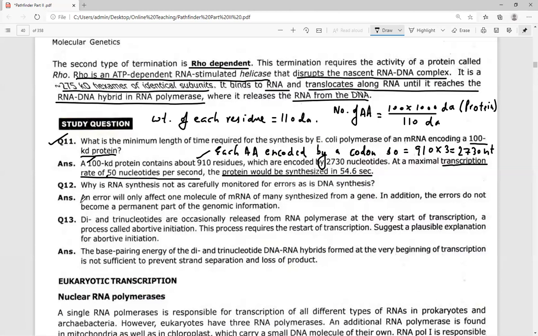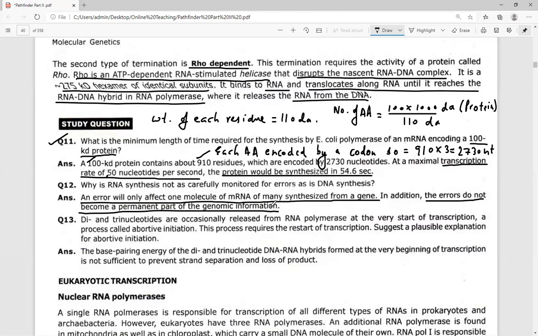An error will only affect one molecule of the mRNA out of many synthesized from a gene. In addition, the error does not become a permanent part of the genomic information.